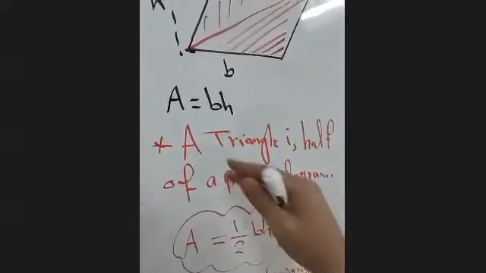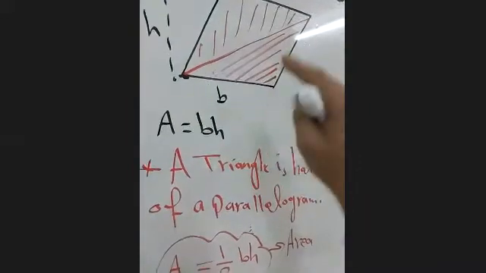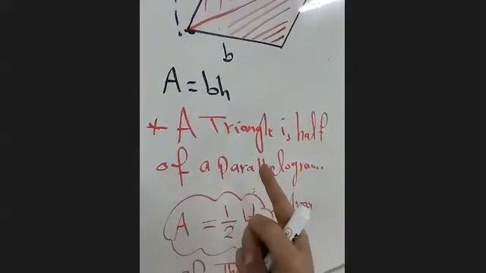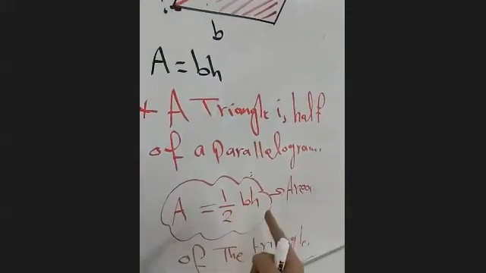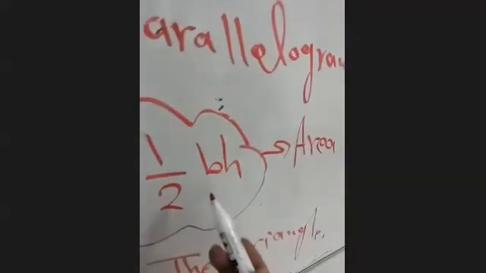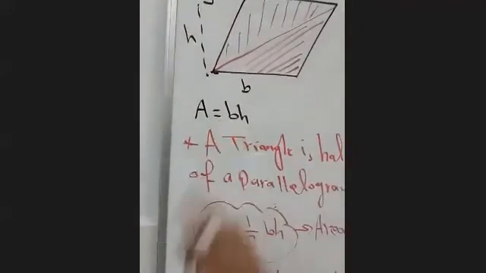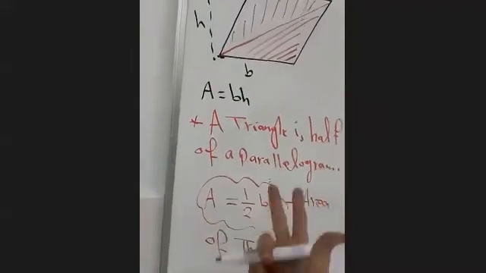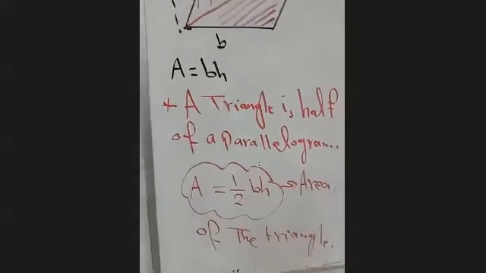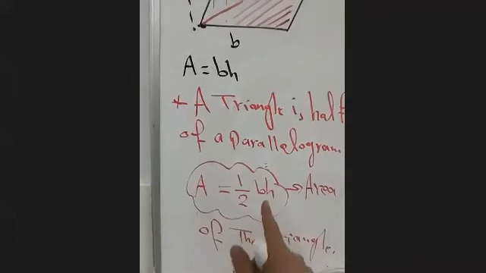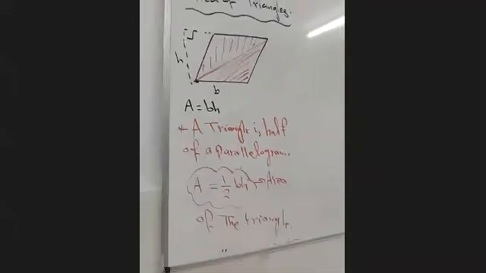And the triangle is half of the parallelogram, which means the area of the triangle is half of the area of the parallelogram. Now this BH is the area of the parallelogram. Half of it is the area of the triangle. Now you have two formulas. For the parallelogram, A equals BH. For the triangle, A equals half BH, meaning half multiplied by B multiplied by H.